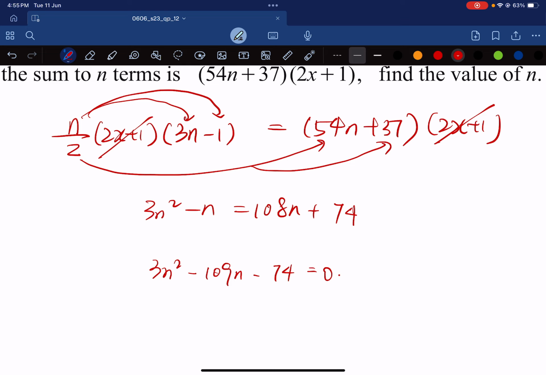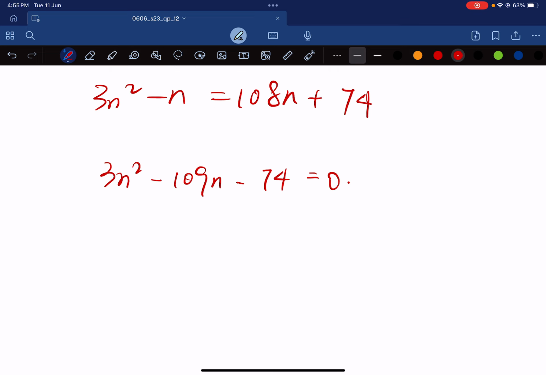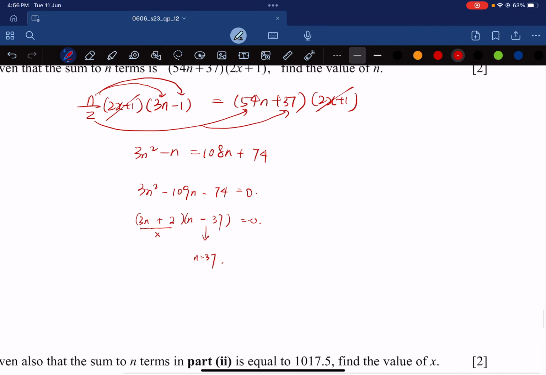Okay, let's see, this would be what? 74 and 3. 74 can be written as 37 and 2. 3 times 37 is 111, and 2, yeah, 109. So this would be 3 and 37, to negative, plus. Now n is the number of terms which cannot be negative, right? So n equals 37.